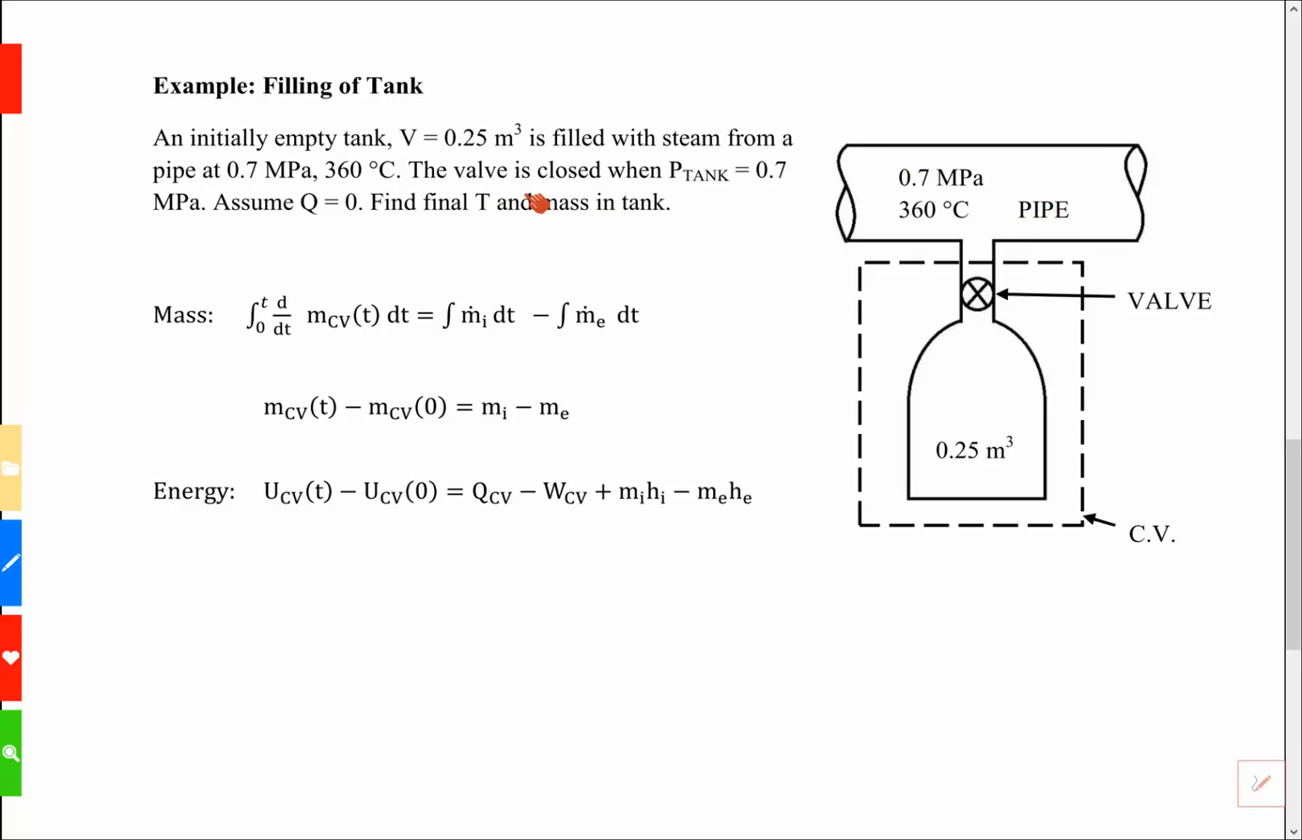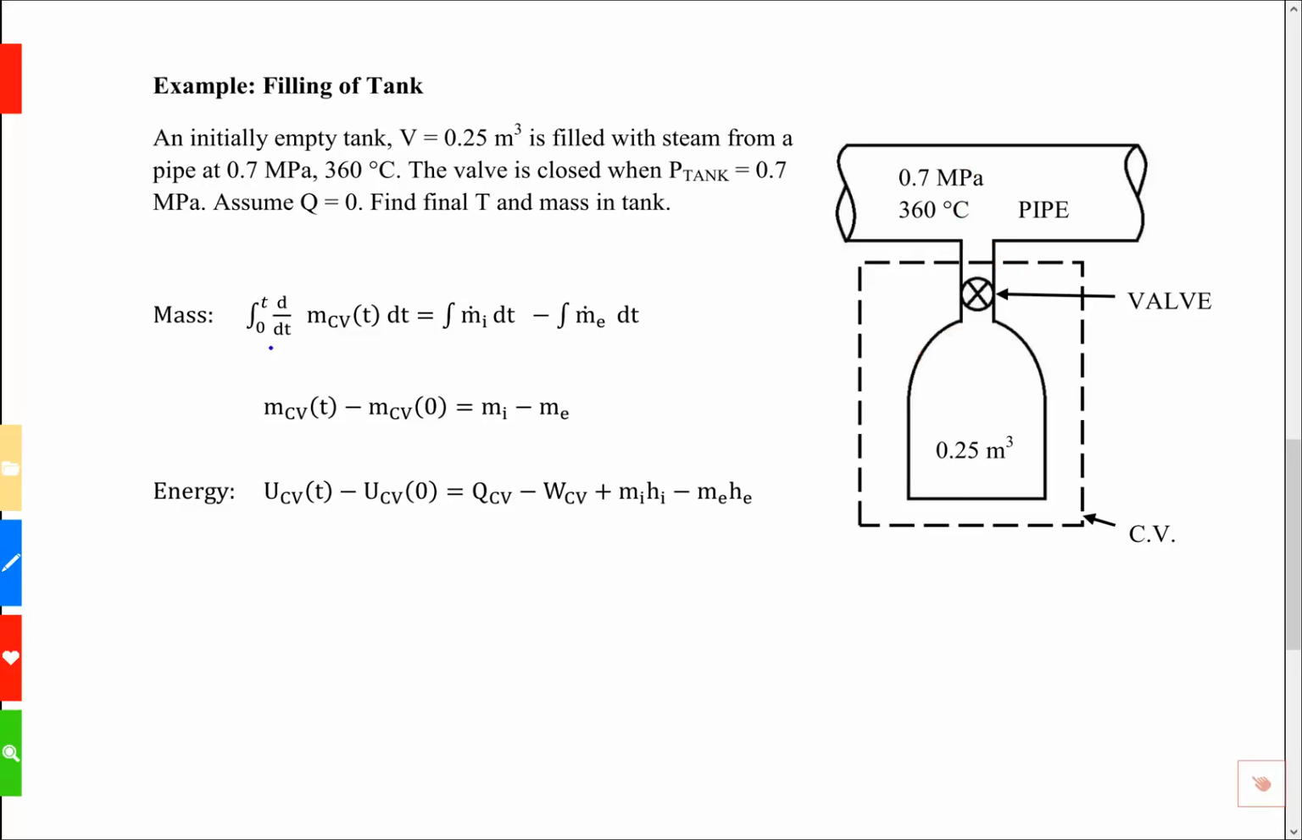The valve is opened and the steam flows in, and the valve is closed when the tank pressure matches the pipe pressure. We're going to neglect the heat transfer across our control volume. Our valve is inside the control volume, and we're looking for the final temperature and mass in the tank. Now our analysis is going to hinge on the fact that the boundary, the place where fluid crosses the control volume surface, is at the known conditions of 0.7 megapascals and 360 C. All right, we've got some work to do.